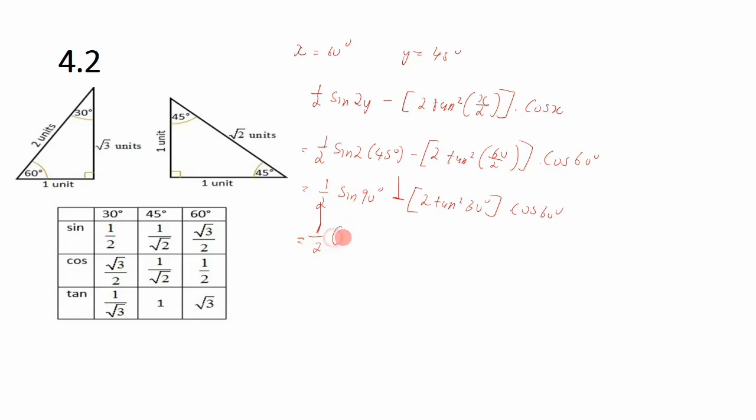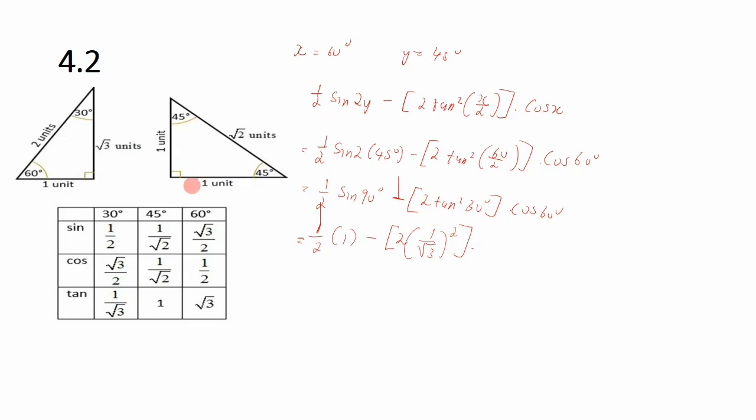This is 1. And then minus 2. Now what is tan 30 degrees? If we check here, where is tan 30? Tan 30 is equal to 1 over root 3. So we substitute 1 over root 3 and then we say square, right? Because that's tan squared 30.